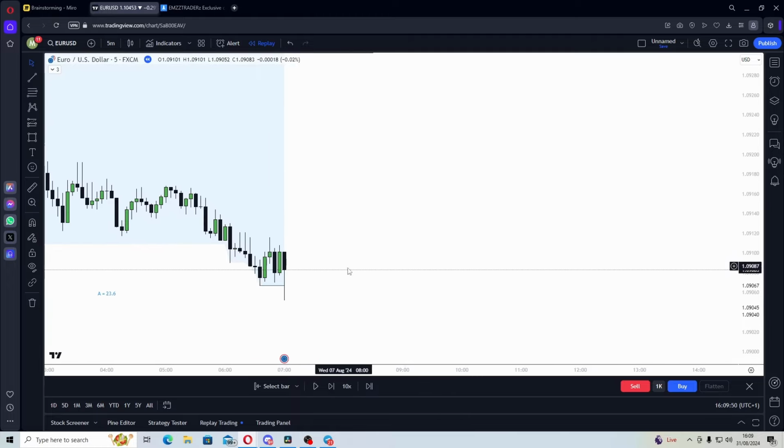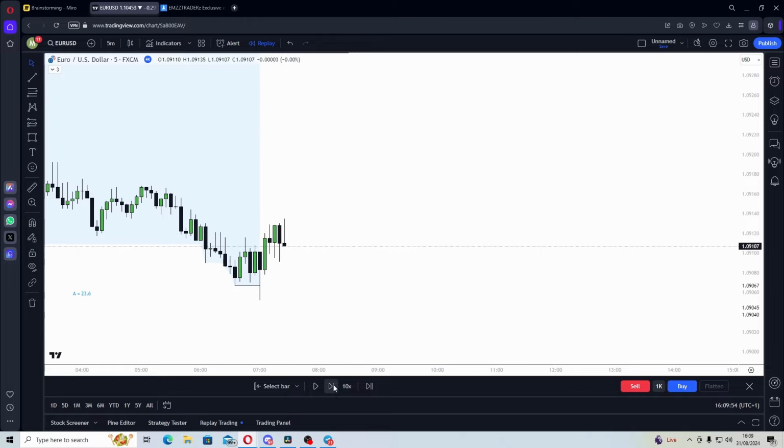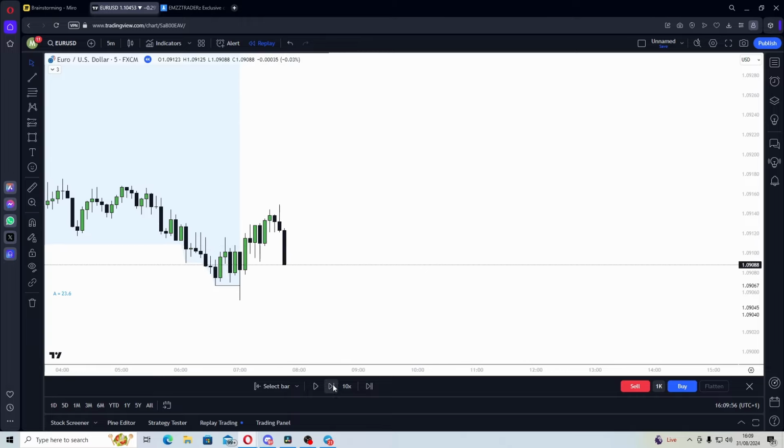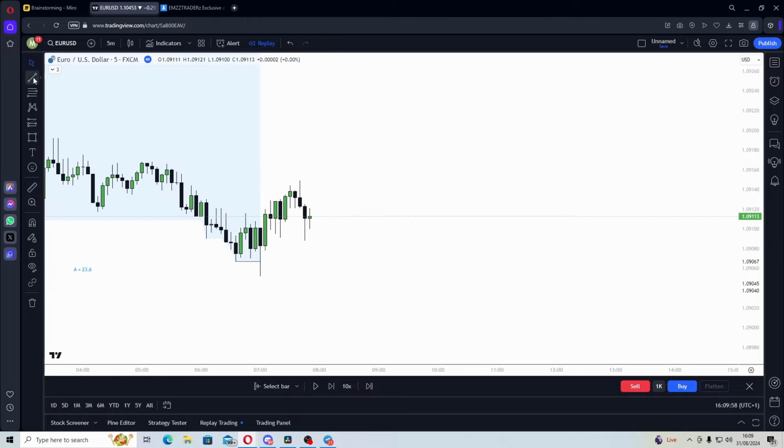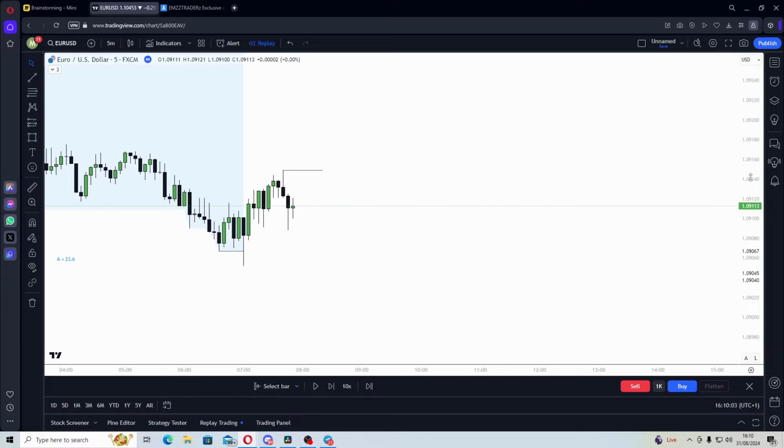Once the lows have been swept, all we're looking for now is a market structure shift towards the upside, okay? If I play price forward, just keep playing it forward, okay, there we go. We have the most recent high right here, and we're just going to be looking for this to be taken out with an engulfing candlestick.